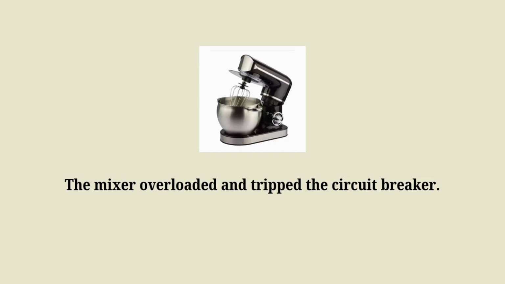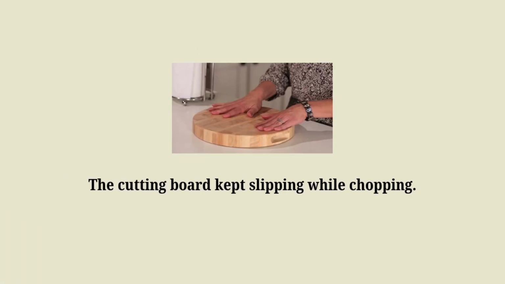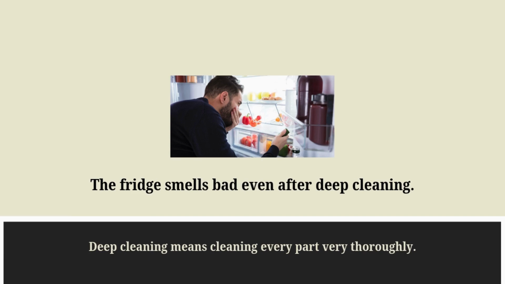The mixer overloaded and tripped the circuit breaker. In simple terms, the mixer used too much power and made the electricity shut off for safety. The cutting board kept slipping while chopping. The fridge smells bad even after deep cleaning. Deep cleaning means cleaning every part very thoroughly.